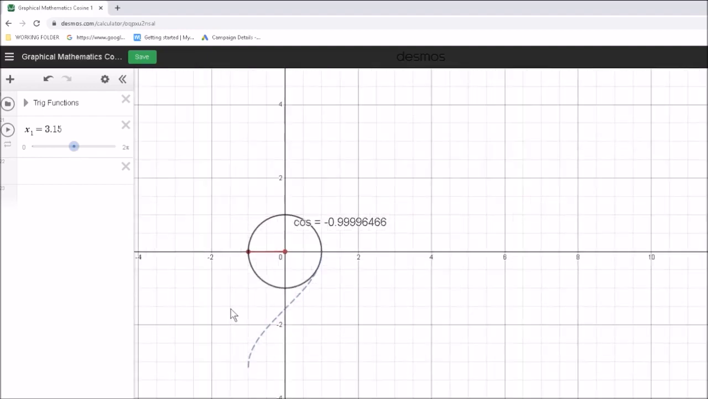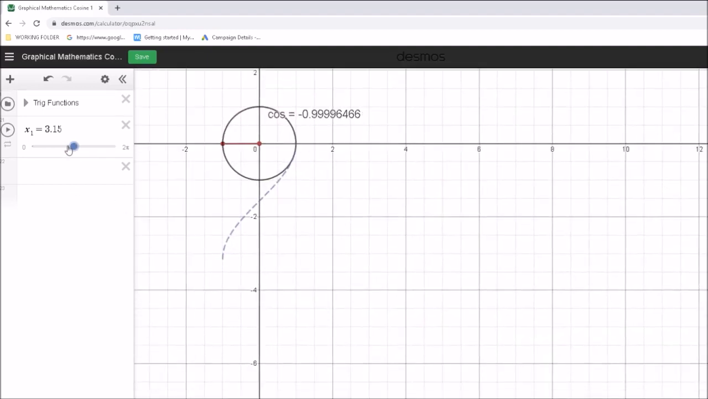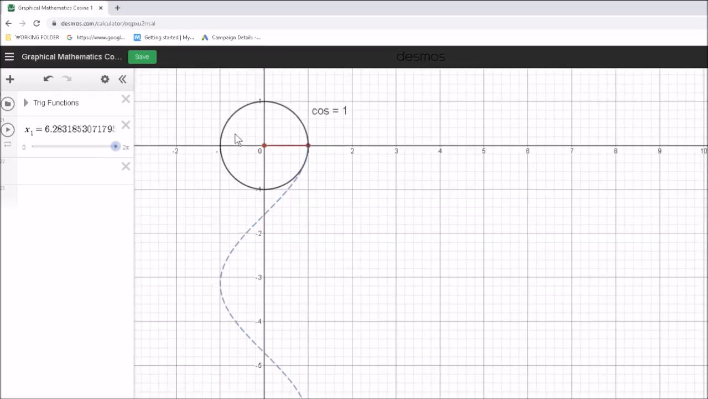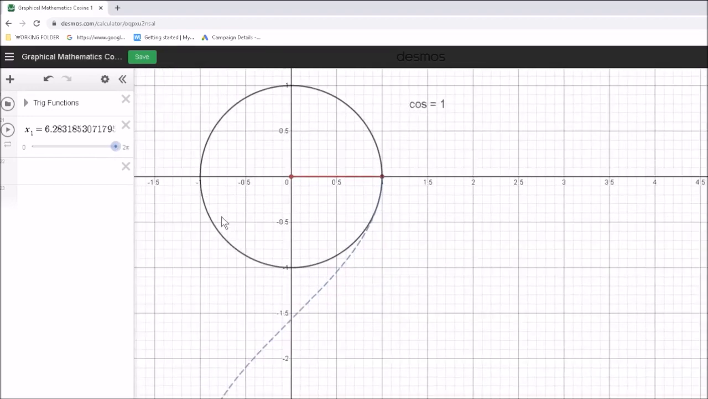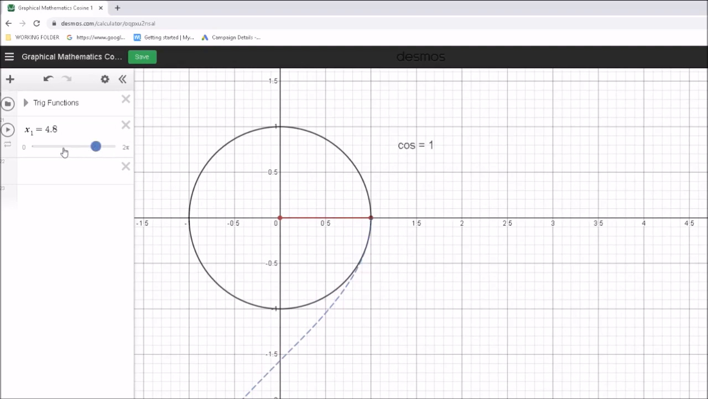So let's zoom out so we can get it all in. So as I move all the way along to 360 degrees, that'll draw out this little function here. So that is the cosine function. So let's zoom in and have a little look and we'll see how we're able to generate that function. So we'll put everything back to 0 again.